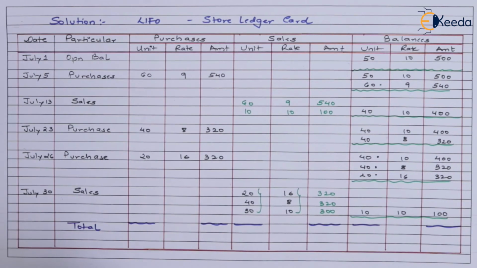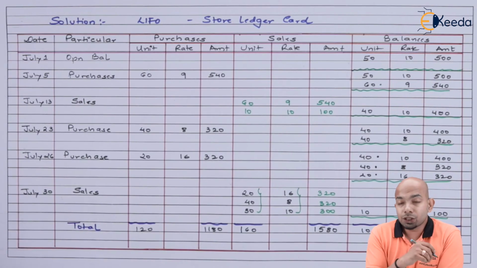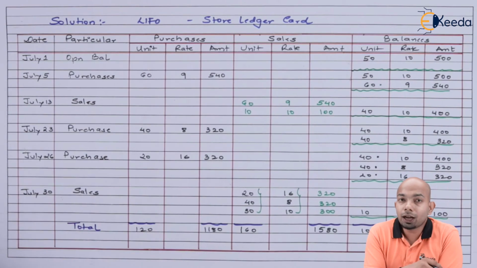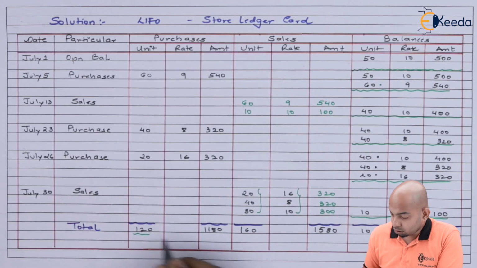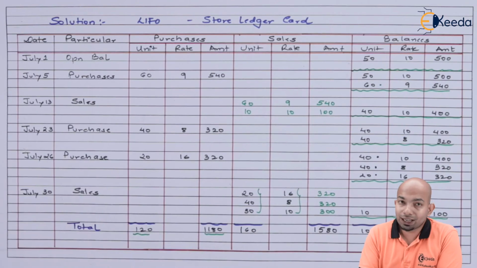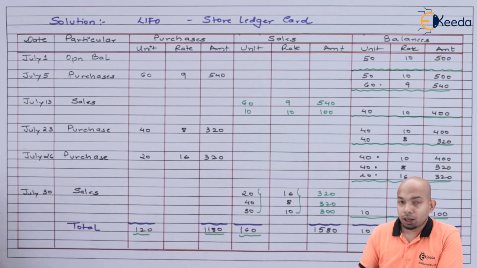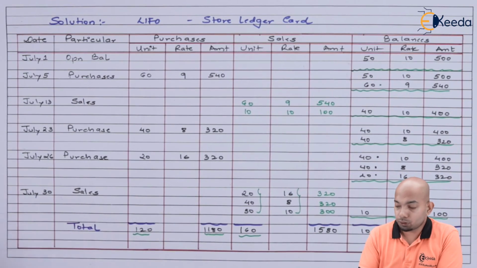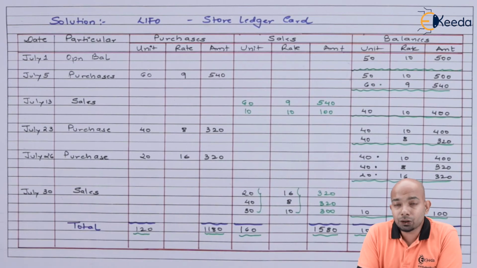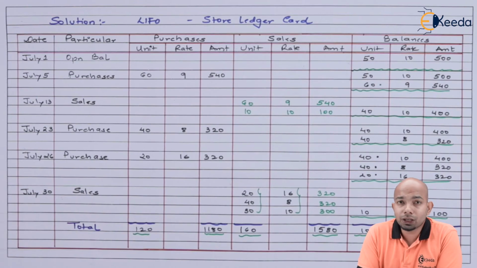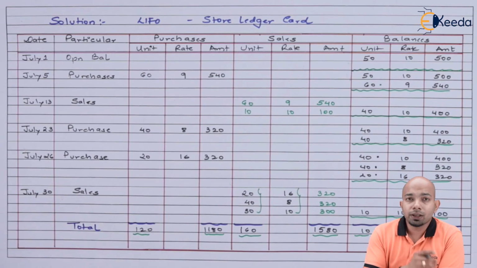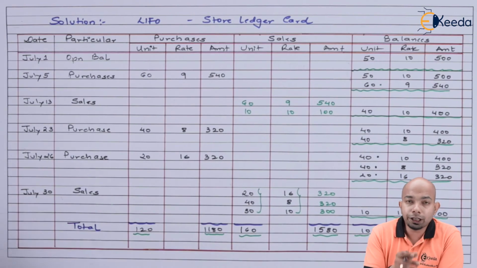The balances total is quite easy to understand, that is 10 units. The purchase total refers to a quantity of 120, cost being 1180. Now for sales it is 160 and the sale value is 1580. The closing balance itself is 10 units at the rate of 10 per unit, which gives you the value of 100. So that has been mentioned there. Now this marks the closure of the LIFO method.